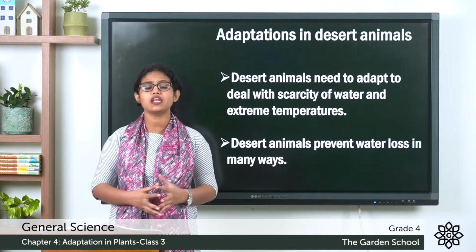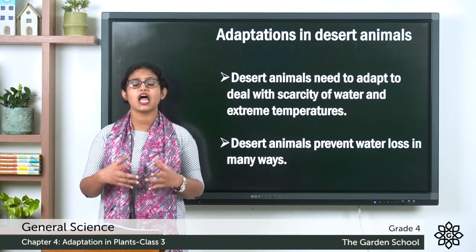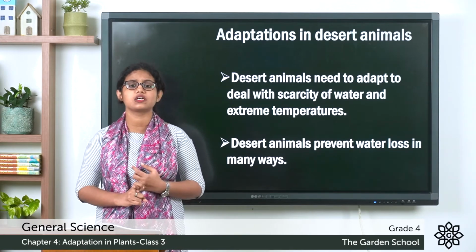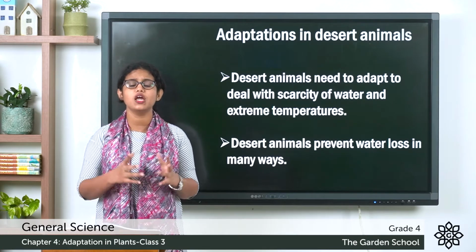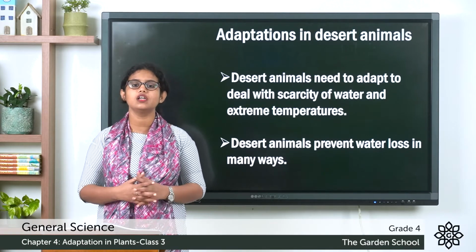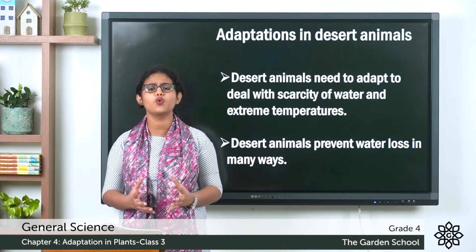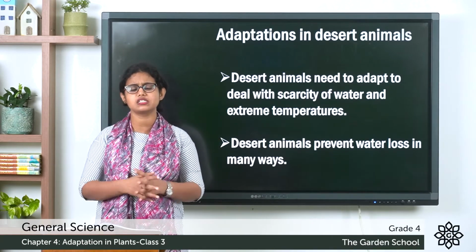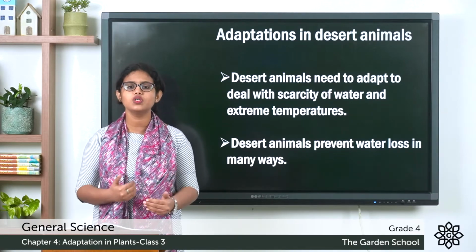So what about the animals that live in the desert? The animals that live in the desert have to survive with less food as well as less water. Because in the desert there is very little rainfall, so they get very little water. At the same time, very few plants grow in the desert, so the animals there also have scarcity of food.